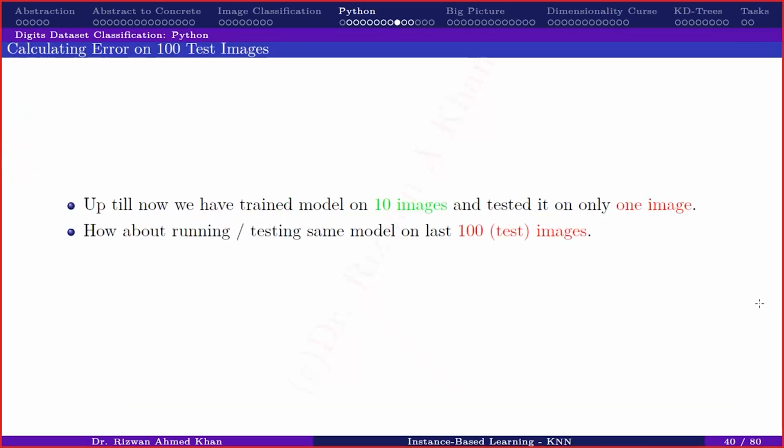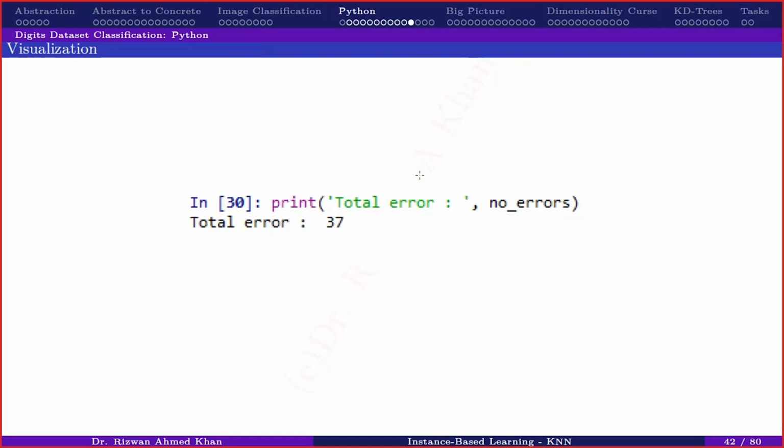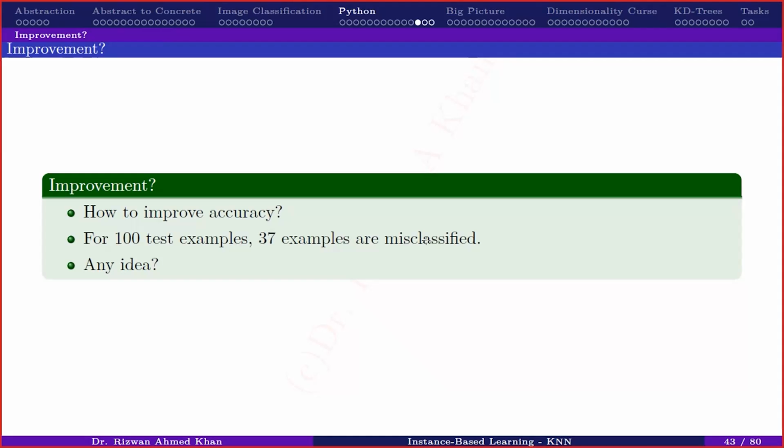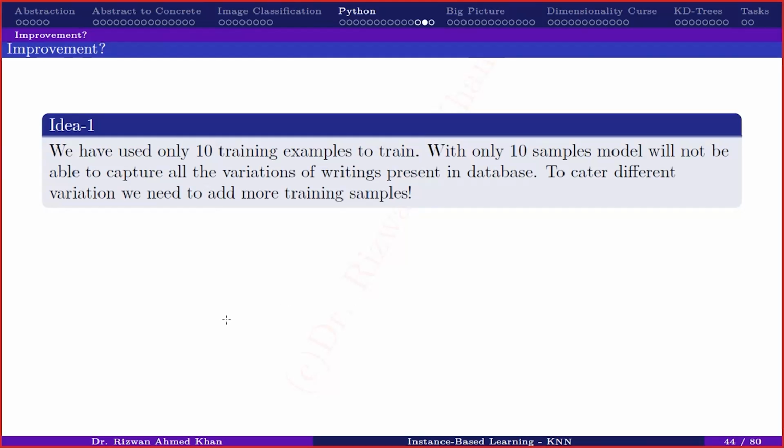Up till now, we just trained on 10 images and tested on only one image. Then I tested on 100 images, and training was still only on 10 images. So that was the problem, and our error bumped from 3 to 37. And then I asked you how we can improve its accuracy. There were a few ideas and we worked on one of them.